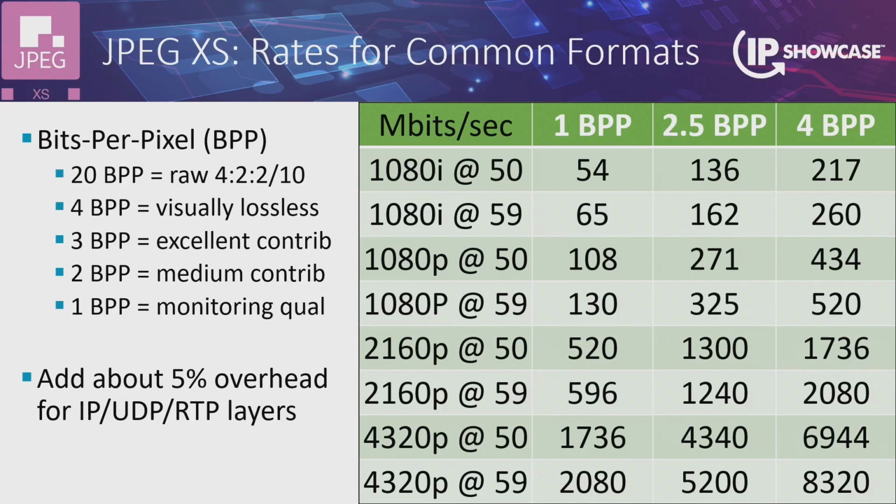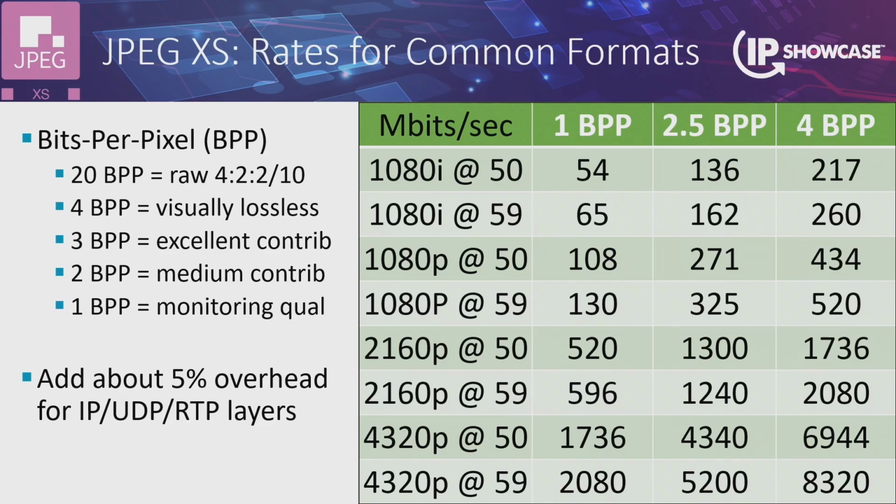Most people run at either 3 or 2.5 for contribution purposes. That seems to be the locus of opinion, somewhere in there, just under 200 megabits for 1080i. Twice that for 1080p, 4 times that for UHD. So that's how these bits per pixel translate into actual bits you pay for. And this table will be in the stuff online afterward.